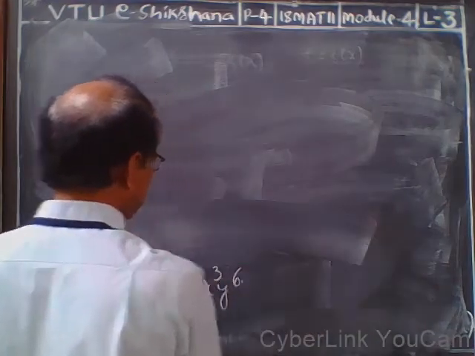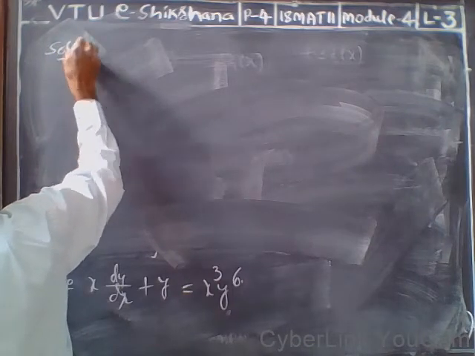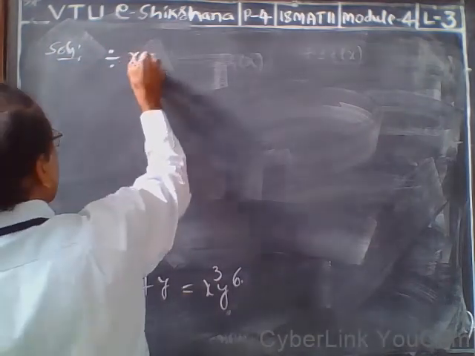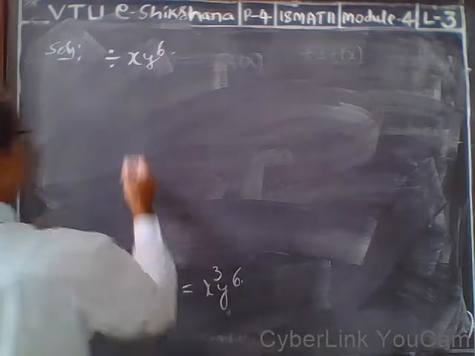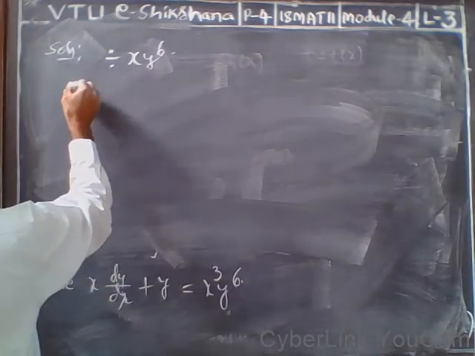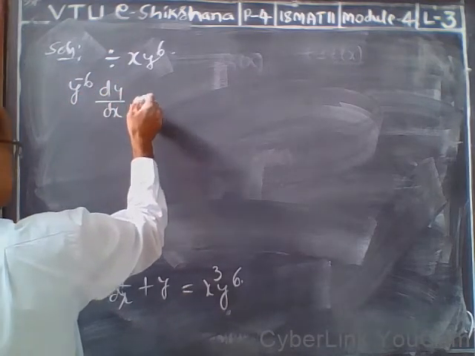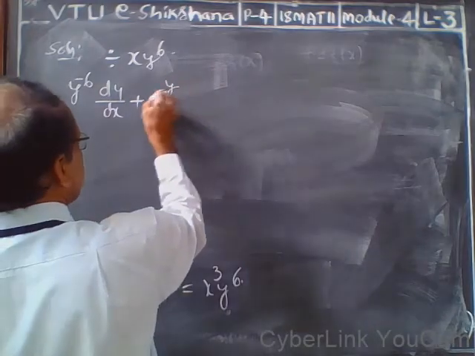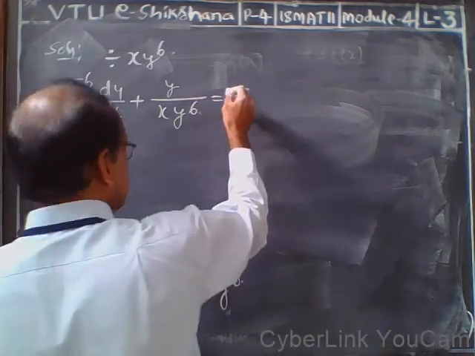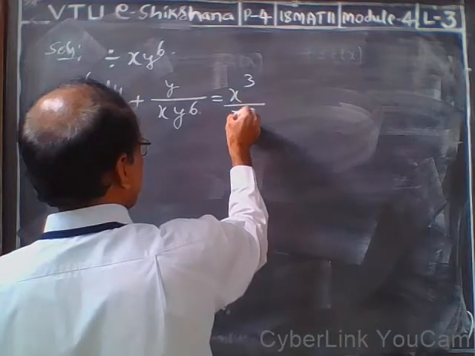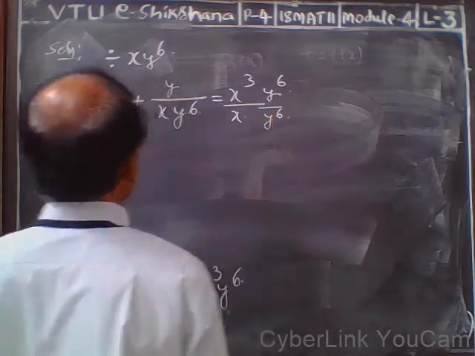What is the first step you have to apply? Here you have to remove x, and here you have to remove y. Therefore, in the solution, divide throughout by x into y to the power 6. Dividing by x into y to the power 6, you will get y to the power minus 6 dy by dx, plus y divided by x into y to the power 6, and on the right side x cube divided by x remains, and y to the power 6 divided by y to the power 6 is 1.